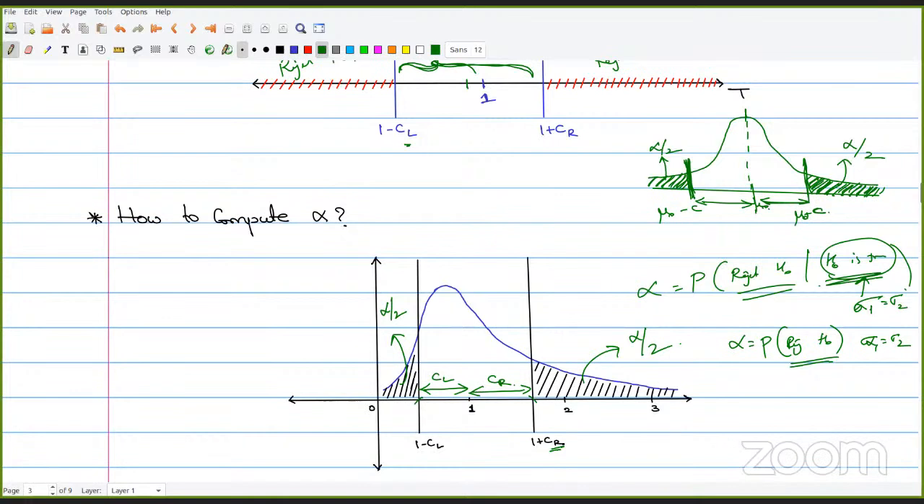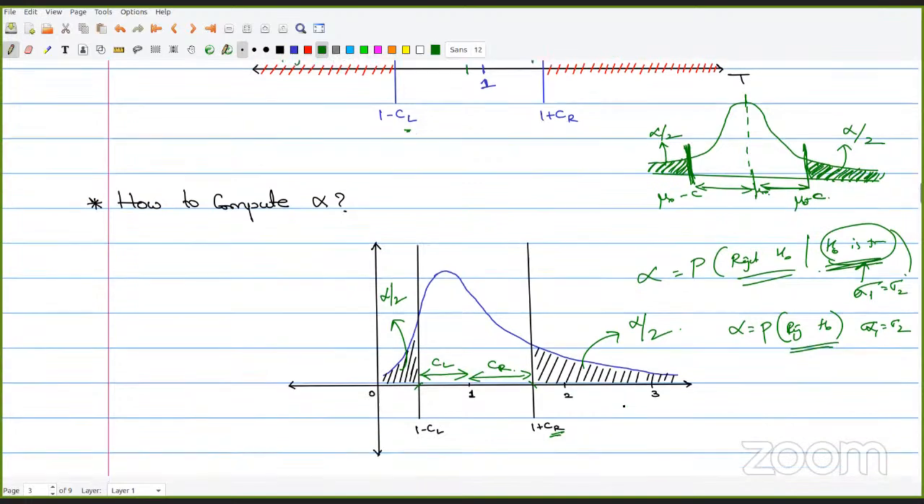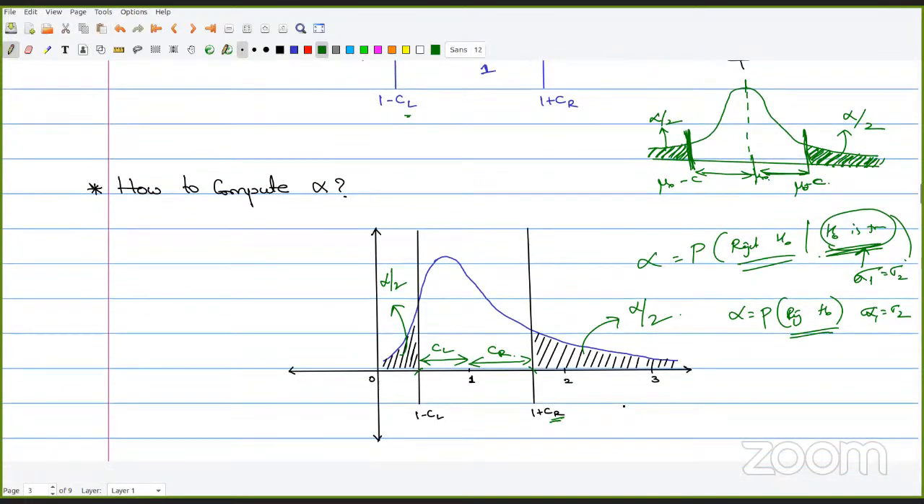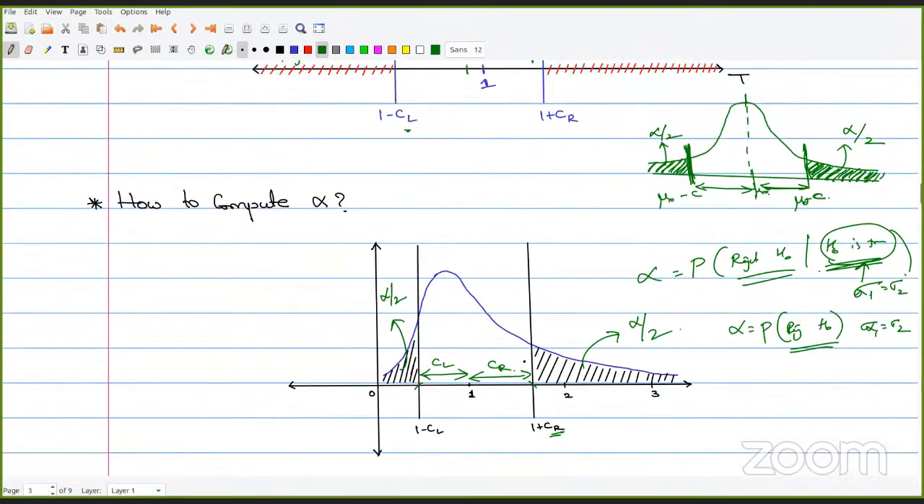Do we need to check both sides separately? No. In computation, sometimes you require CL and sometimes you require CR. So look at the question: how to find 1 plus CR or 1 minus CL, meaning which one will help me in rejecting my null hypothesis, or do we have to compute both values? No need to compute both values, but observe how we compute alpha.